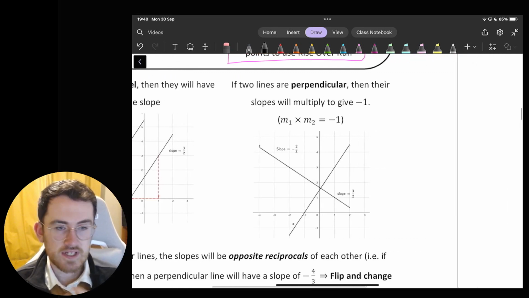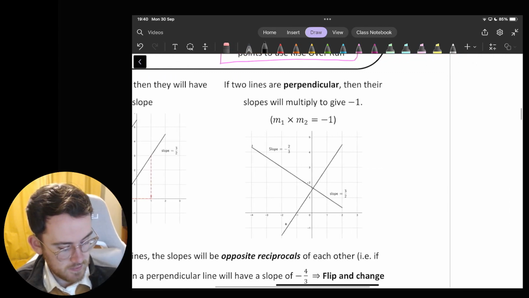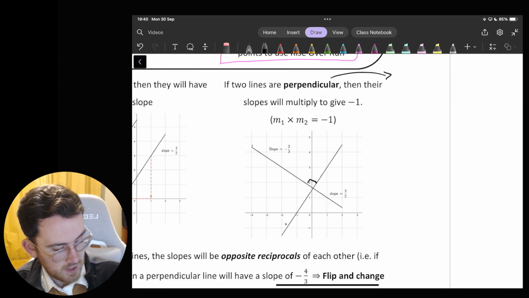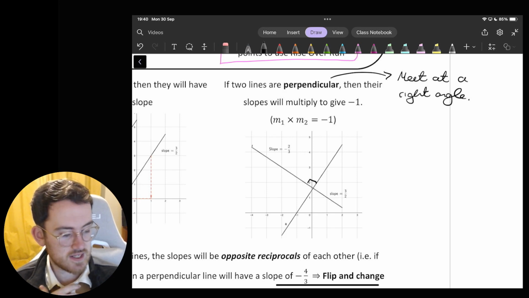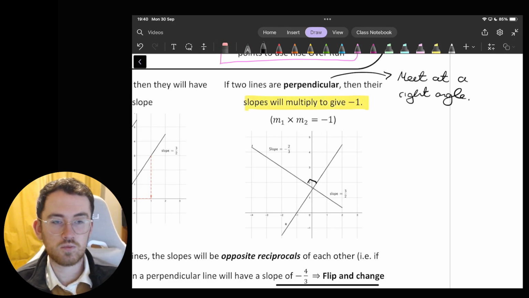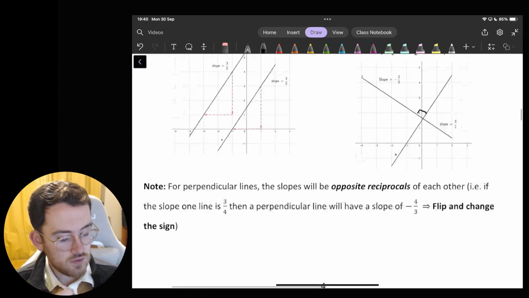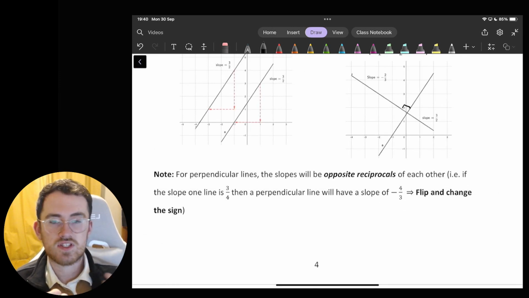If lines are perpendicular, perpendicular means that they meet at 90 degrees. So meet at a right angle. If two lines are perpendicular, then their slopes will multiply to give minus 1. So that's the key check that we have for perpendicular lines. Their slopes should multiply to give me minus 1. And to go further with that, we say that they're opposite reciprocals.